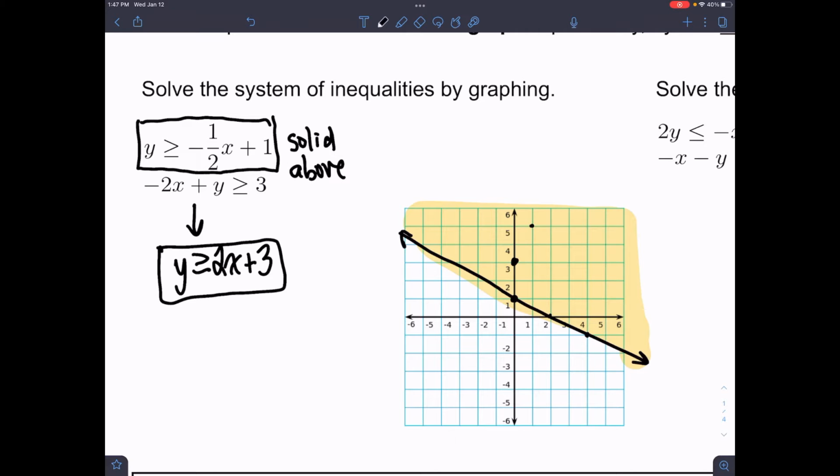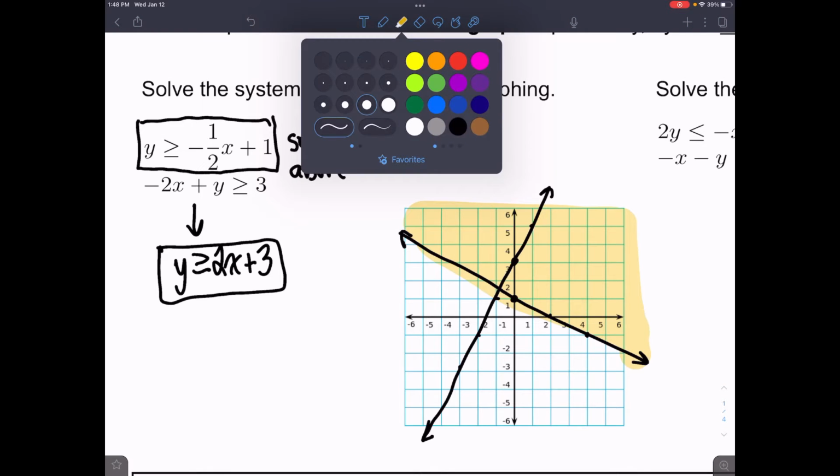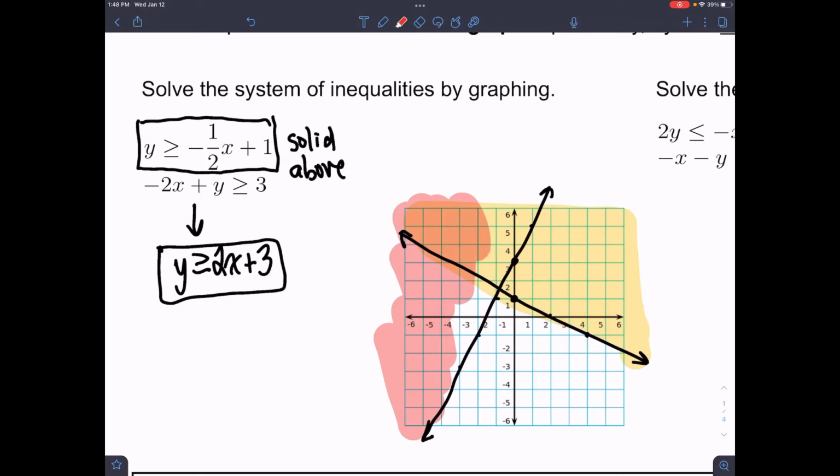Okay, the other line is at +3 and it goes up 1 over 1. So could also continue it down here, and this one is also solid. And it shades above. So if I take red and do a little bit of shading, right, we get an orange region, and this is the solution. Every point in that orange region will make both of those inequalities true. So it's kind of neat how this happens.